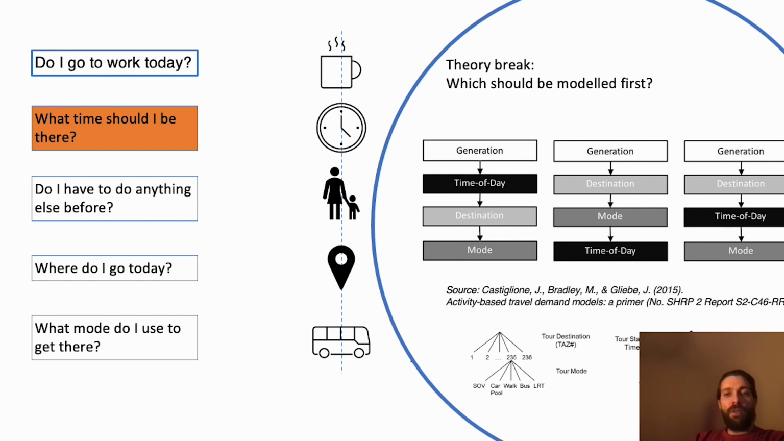And as a small theory break, I wanted to introduce that, based on the simple dependencies that we discussed in this slide, there is a big discussion on which of the following should be modeled first in the context of an activity-based model. And the truth is that a lot of researchers and practitioners of activity-based models have proposed different sequences of generation, time of day, destination, and mode choice models.